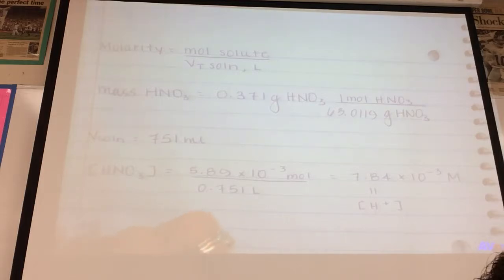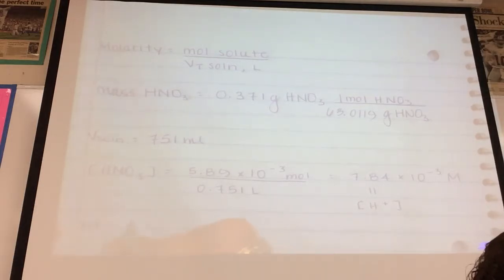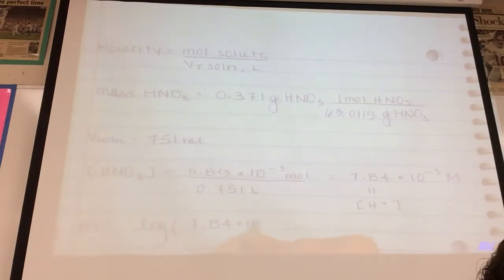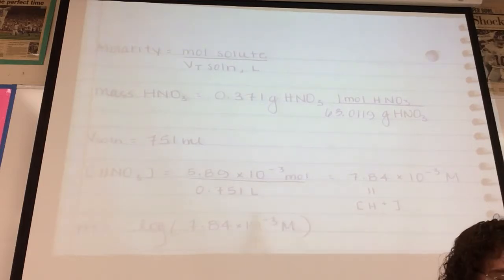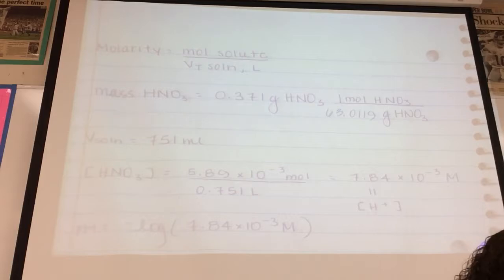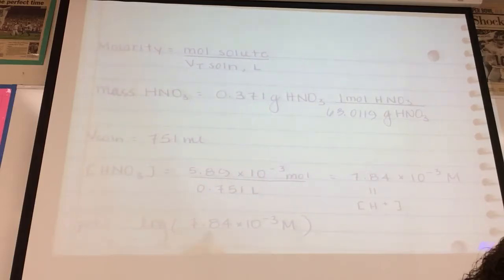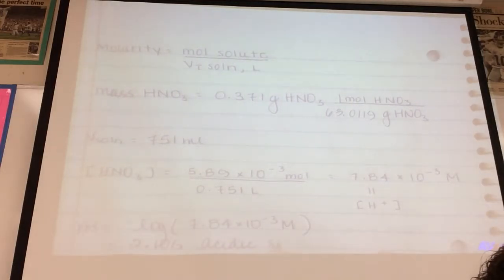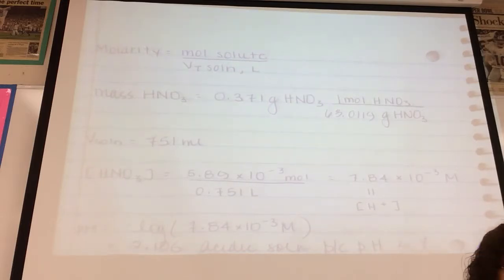So how do you find the pH? Negative log, so 0.84 times 10 to the negative 3. And that's going to be 2 point something. 2.106. And that is correct. You have 3 sig figs, so 3 digits after the decimal is 2.106. This, of course, is an acidic solution because pH is less than 7.